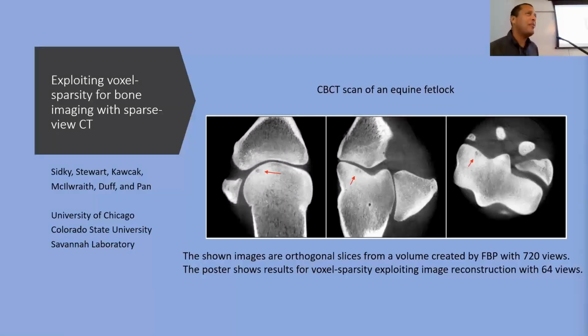I'm Emil Sidky from the University of Chicago. This poster is about sparse-view cone-beam CT of bones. Instead of exploiting gradient sparsity with the total variation norm, we're just doing plain voxel sparsity here. Thank you.